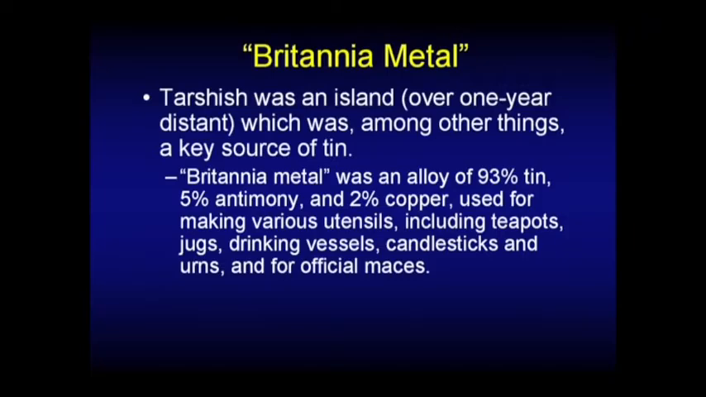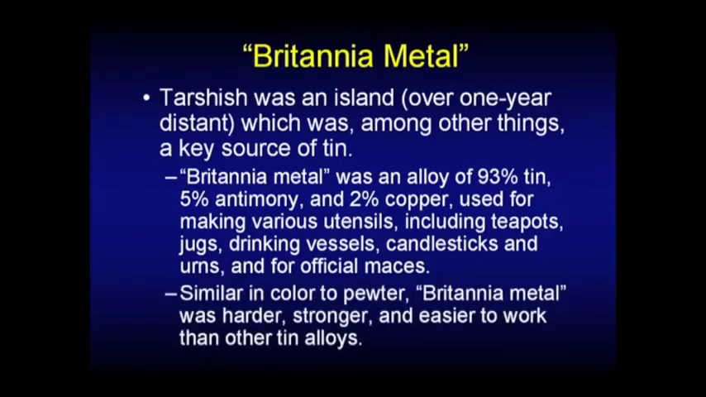Britannia metal was an alloy of 93% tin, 5% antimony, and 2% copper. It was used for making utensils, teapots, jugs, drinking vessels, candlesticks, urns, and other official maces. It was similar in color to pewter, but it was easier to work with than other alloys. So it is a metal that's common in the ancient cultures.